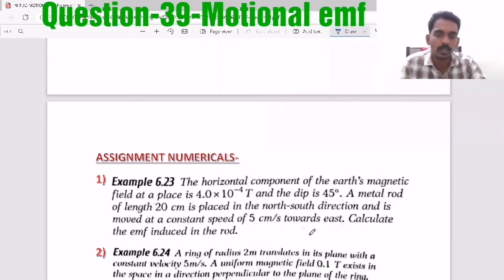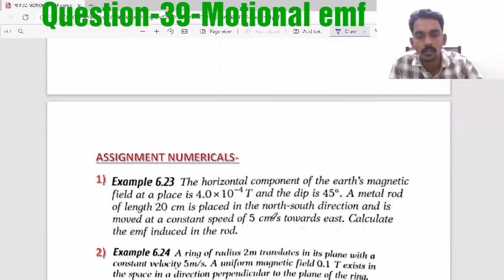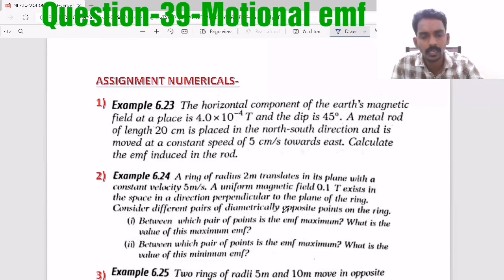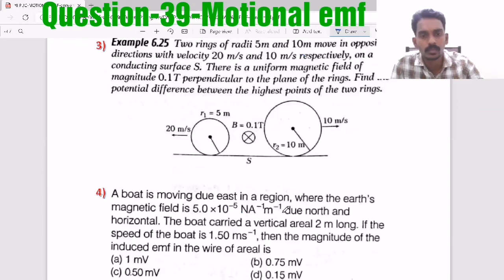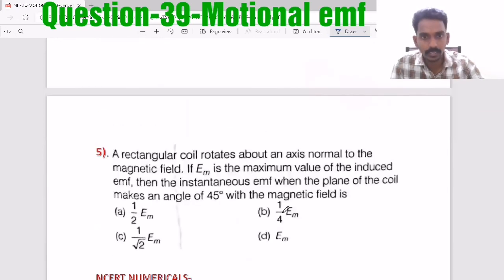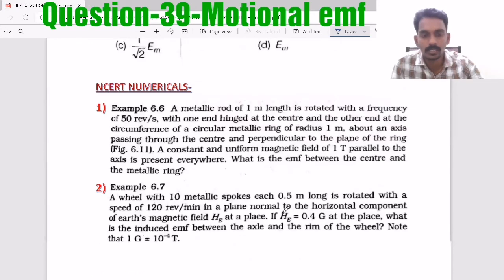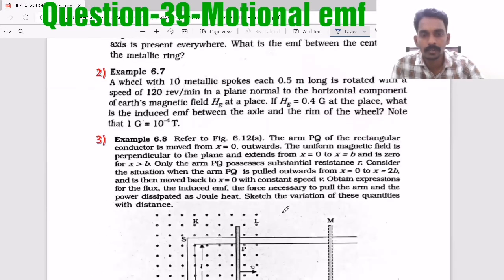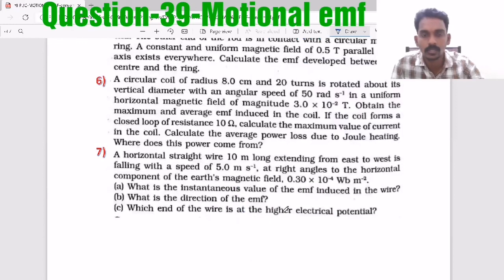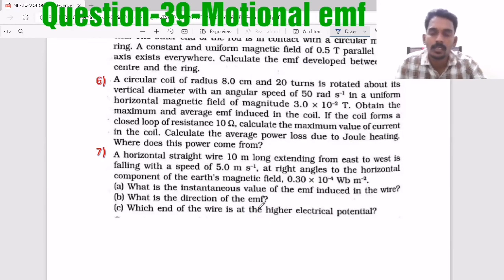So this is how you need to solve the questions based on motional EMF and the power dissipated. I have given example questions based on the same thing, so please just try to solve them. And I have also given the NCERT-based questions as usual. So a lot of questions are there. See, 7 questions are there. So you can understand the importance of this topic.